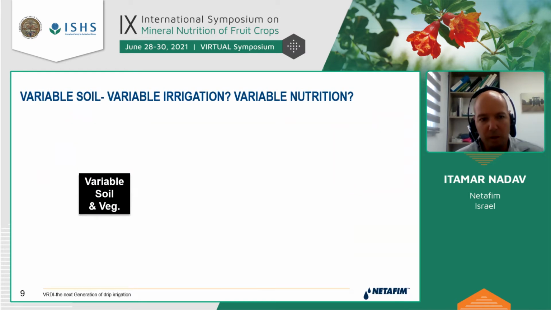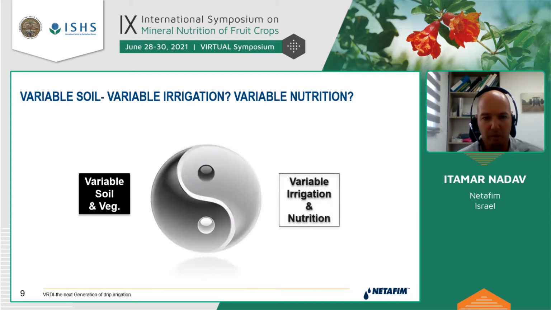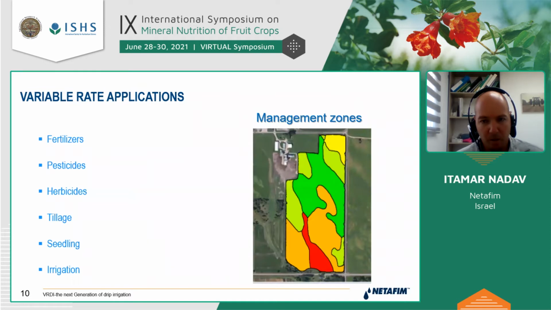So if we are talking about variability and variable soil and variable vegetation, maybe in order to make it complete and full circle, we need to think about variable irrigation and also variable nutrition to complement each other. Variable rate application is not something new. It's available today. You can take your plot and divide it into several management zones, and in each one of the management zones, we can apply a different amount of fertilizers or pesticide or even tillage and even irrigation. So it's not something new.